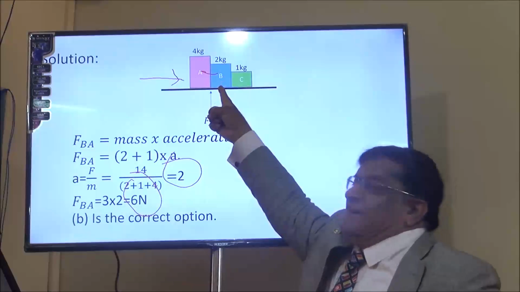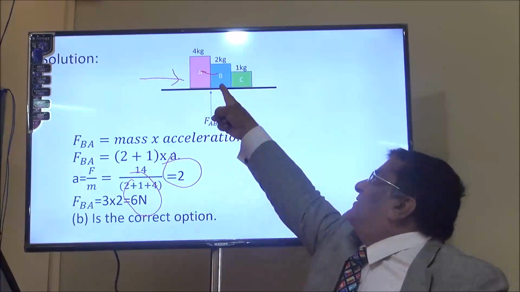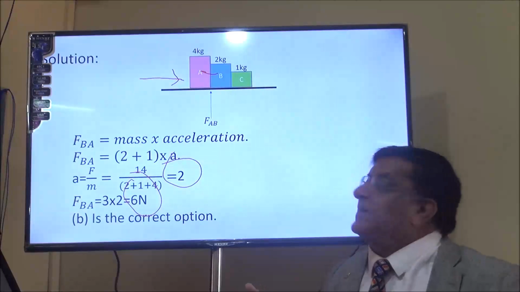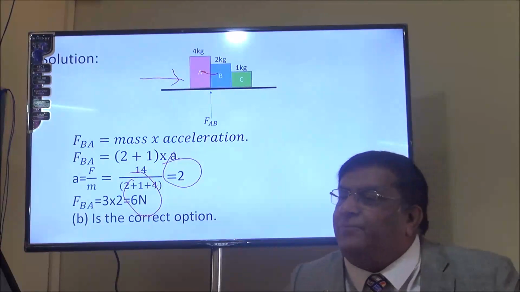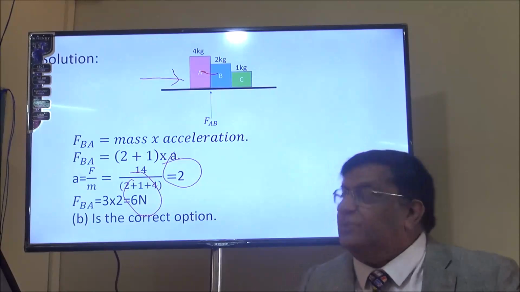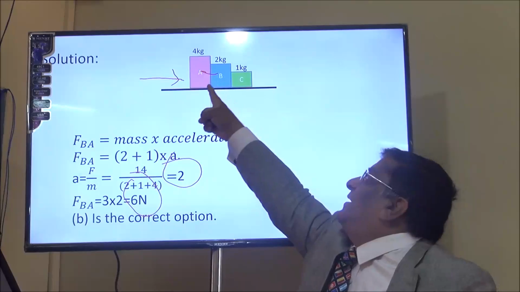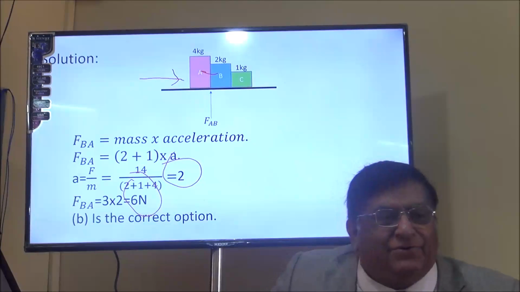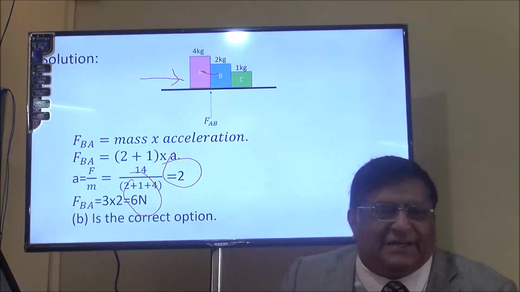6 is transferred here. How much is it transferring here? 2. That means how much is it using? 4. Yes. It is 2 kg with acceleration 2. How much is the required force? 2 into 2, 4. So this one is using 4 Newton. This is using 2 Newton. And this is using 8 Newton. Total, I have to apply 14 Newton. Is that clear? Yes, sir.